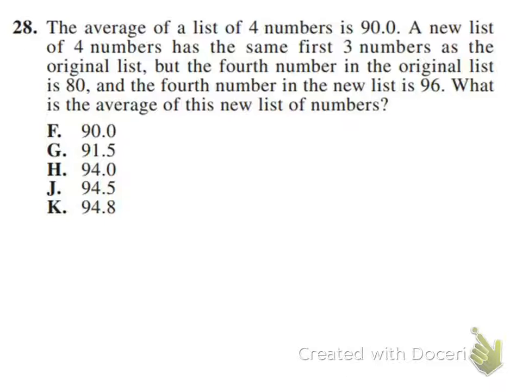Okay, so the numbers are the same, except on the new list we replaced 80 with 96. So how much larger is the new sum going to be? 16. It's going to be 16 larger. And if we divide 16 by 4, we get 4. So the new average is going to be 4 larger than the old average.